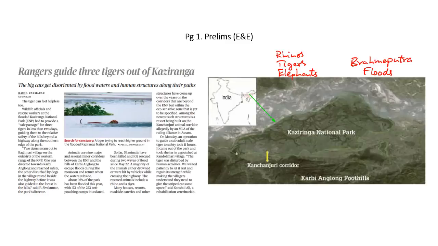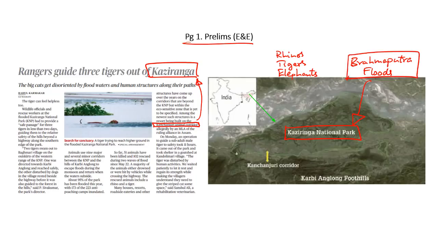This question has been asked because we have an article on page number 1 that makes a reference to the Kanchanjuri Animal Corridor that is located in the Kaziranga National Park. See, we have discussed in previous sessions that the Kaziranga National Park is frequently threatened by the flood waters of the Brahmaputra and its tributaries. These seasonal floods threaten the very survival of a number of threatened species, including the one-horned rhinoceros, the tigers, elephants, etc.